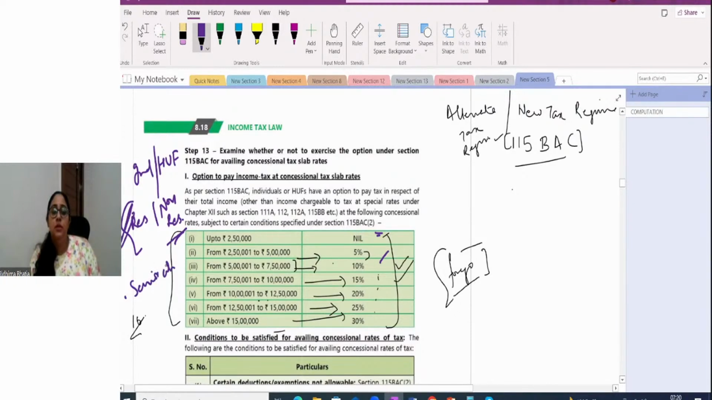Ma'am, the higher exemption limit that a senior citizen gets, the higher basic exemption limit, will that be allowed for senior citizens? Will it be from 3 lakh to 5 lakh? No. The maximum exemption limit that is higher for senior citizens is not allowed. This rate is for everyone equally, irrespective of your residential status, irrespective of your age. So now for a senior citizen, you have to see which would be beneficial.